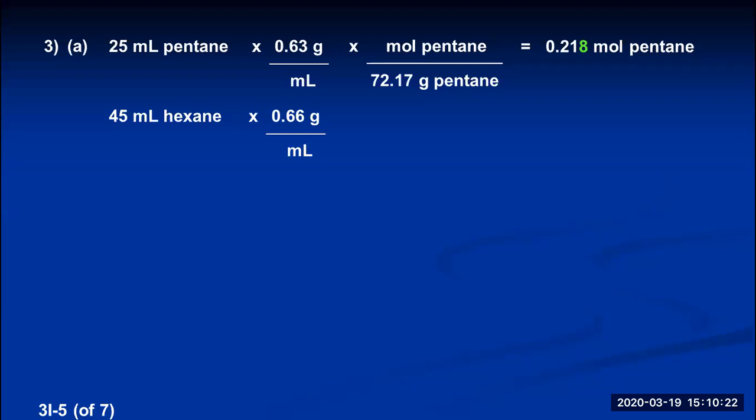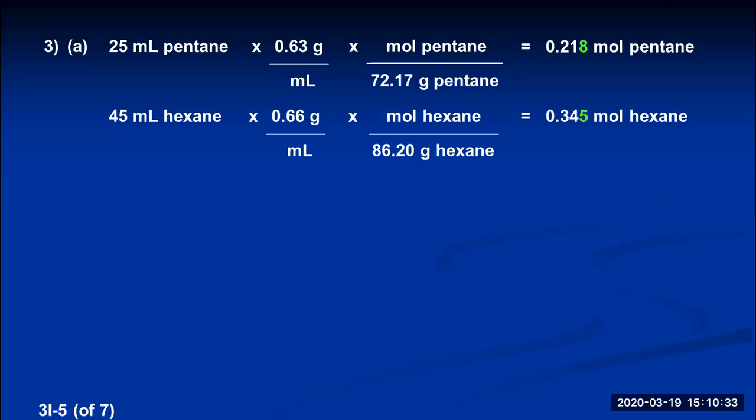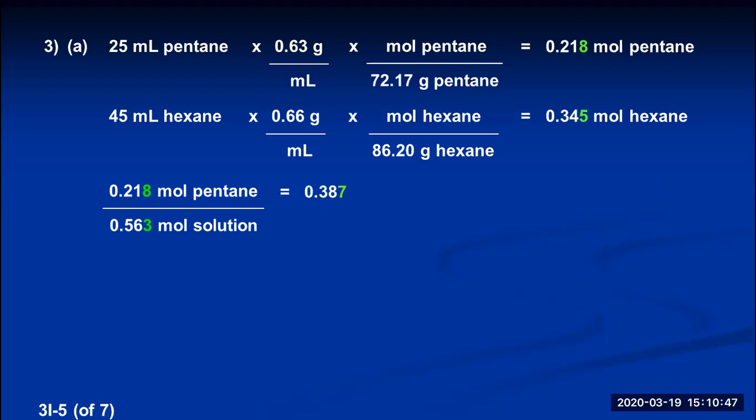We'll use its density to convert the volume into mass. And then once we have the mass of hexane, we'll use hexane's molar mass to convert mass into moles. This comes out 0.345 moles. I can now add those together to get the total number of moles of the mixture. And to get the 2 mole fractions, I would just take the moles of one and divide it by the total. So for pentane, 0.218 moles over 0.563 moles gives me a mole fraction of 0.387.